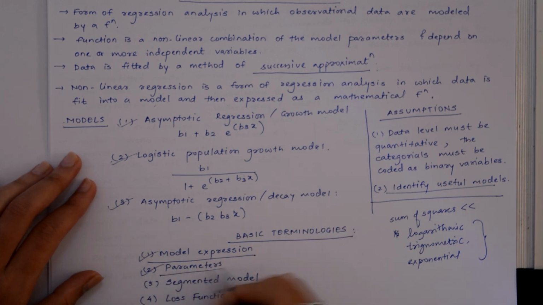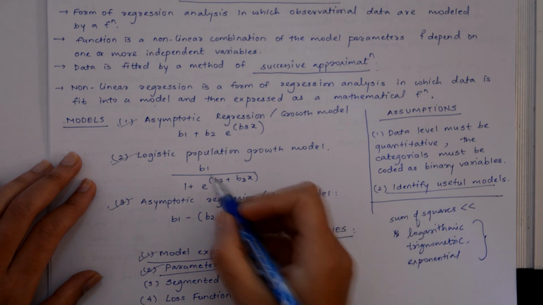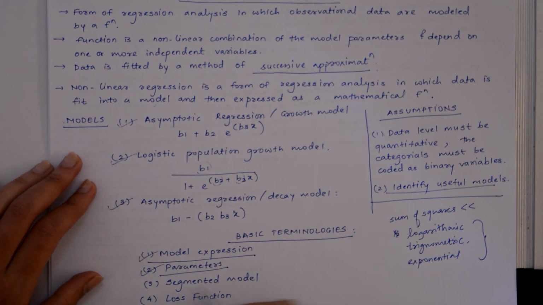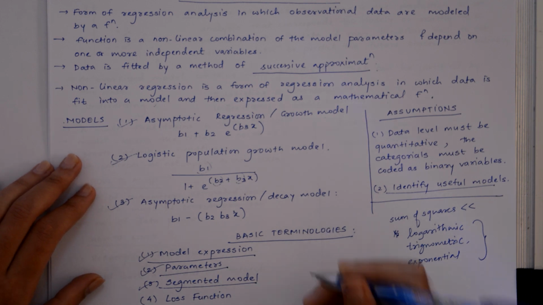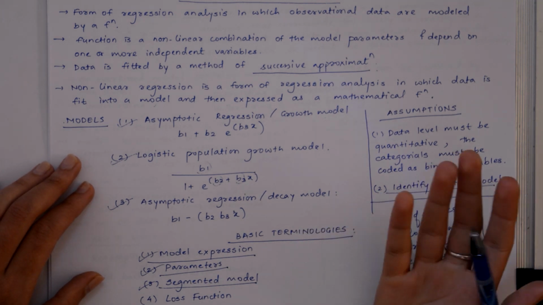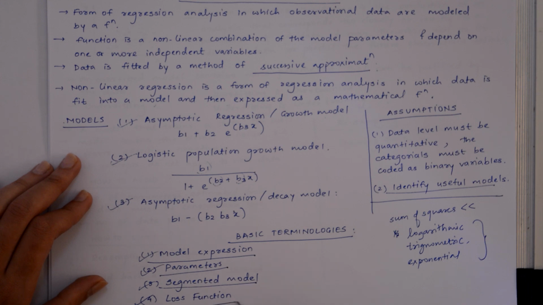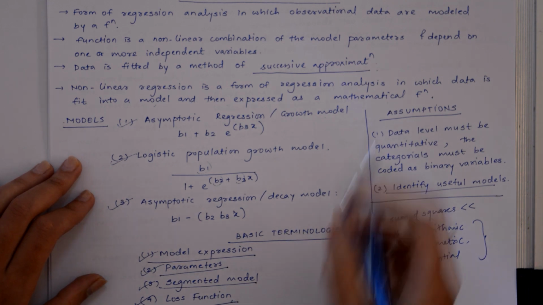Second is the parameters. Parameters are those which are estimated. For example, in logistic nonlinear regression, the parameters were B1, B2, B3. Then the third one is the segmented model. Segmented model is required for those models which have multiple different equations of different ranges. And lastly is the loss function. Loss function is a function which is required to be minimized. So we need to minimize this loss function. This is done by the nonlinear regression.